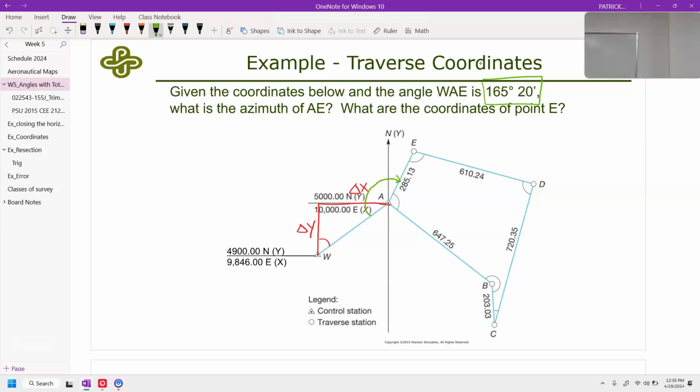So, what do I need to do with this angle and this initial azimuth that I can calculate to figure out the azimuth of AE? You're saying you could use the trig of your delta y, delta x to find this angle. This would be 90 degrees. Add those together, subtract from the 180. That would get you there. So that's one way.